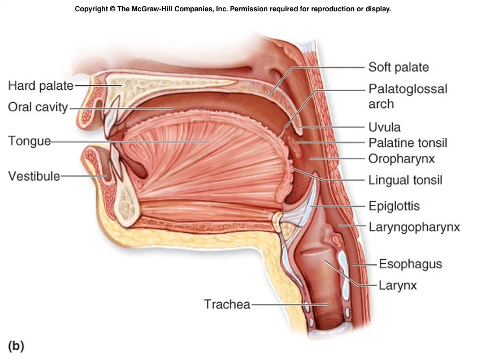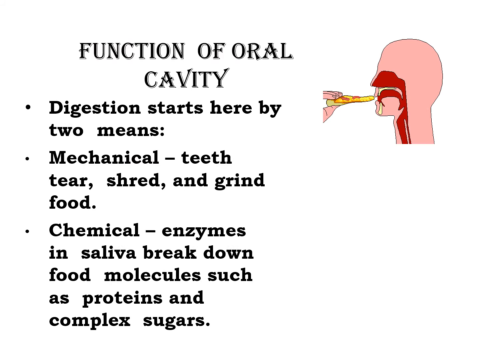This diagram shows various parts of the oral cavity, in which we can see the oral cavity which is bounded on the upper side by the hard palate, which is followed by the soft palate. Uvula is also present in this, and the lower part of the oral cavity is formed by the tongue. Vestibule is present here. Now this oral cavity then through the pharynx joins the esophagus.